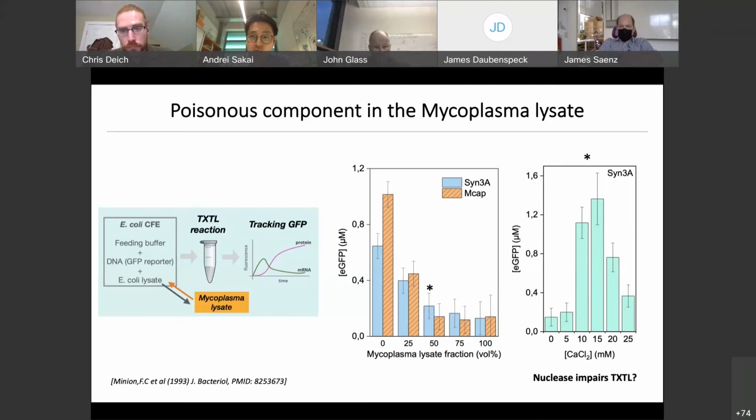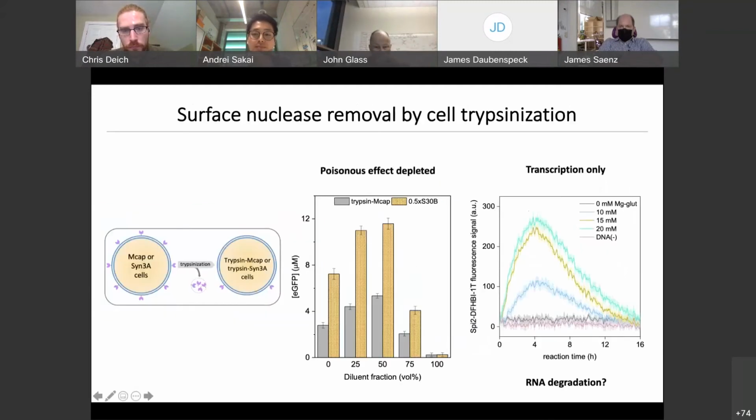So what we wanted to know later is also, is there any way that we can remove these surface nucleases from our mycoplasma cells? So here, what we tried to do is just treat our cells, Mycoplasma capricolum or SYNC3A, with trypsin in order to at least try to reduce the amount of surface nucleases, and then have a more functional lysate in the end.